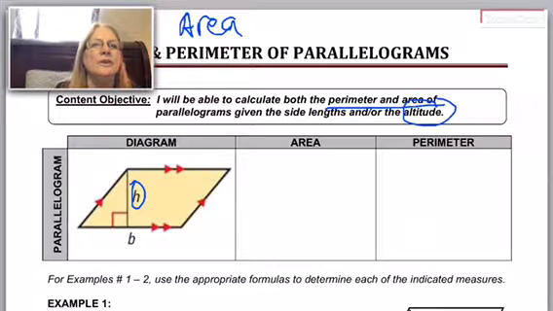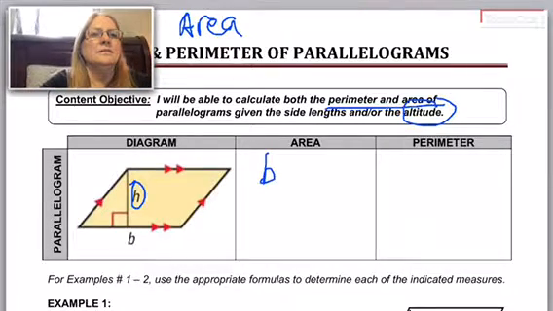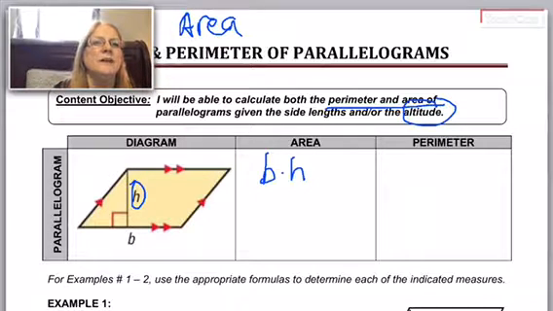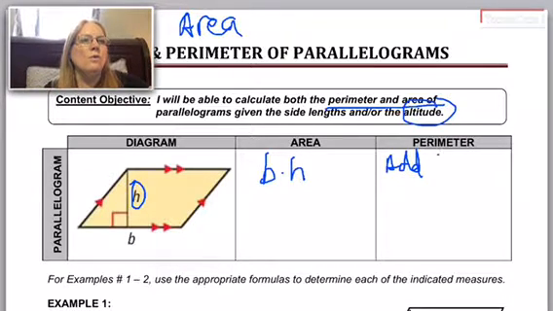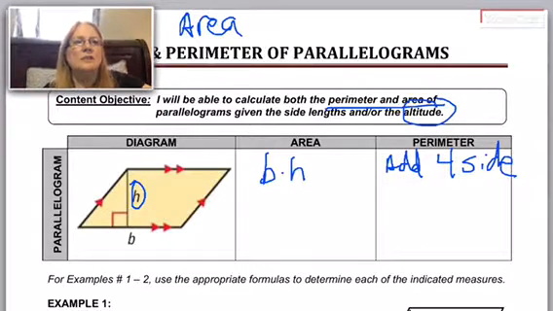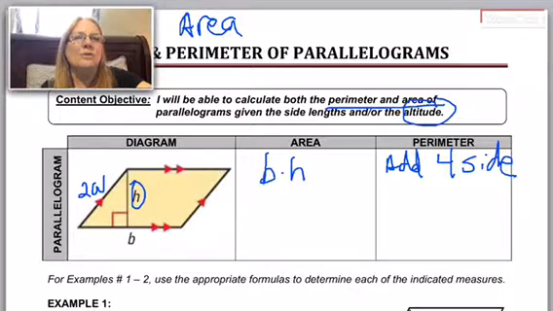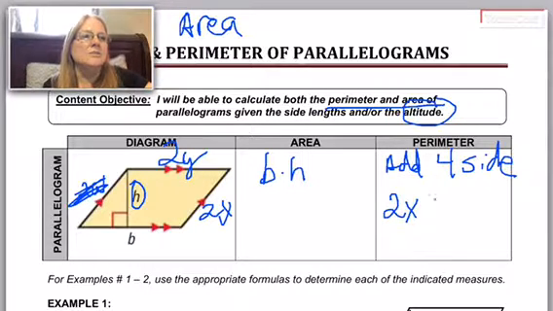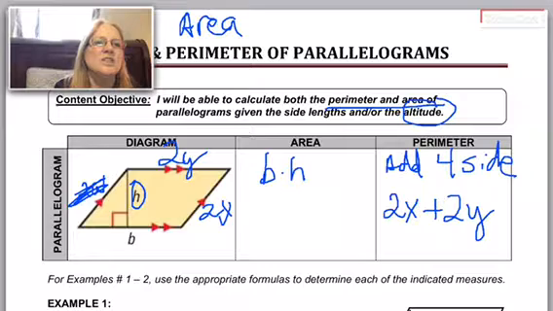So the formula for the area of a parallelogram is base times height. If you're given the base and the height, you just multiply them together. The perimeter is found by just adding up all the sides. You can add 4 sides, or since in parallelograms opposite sides are congruent, sometimes we'll say 2 times this side here, we'll call it x, and 2 times the other side here, which is y. So 2 times x plus 2 times y, but basically just adding up all the sides.